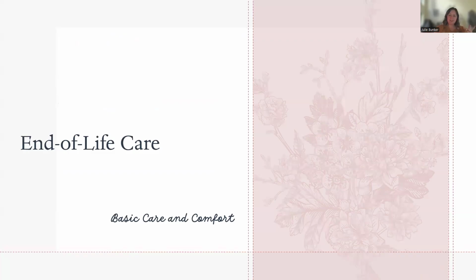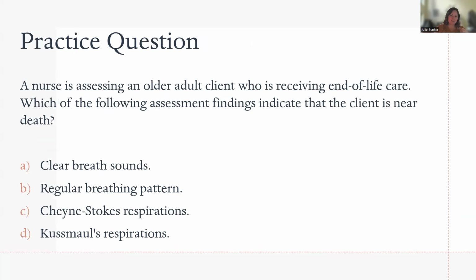All right, our last content area, thanks for bearing with me, is end of life care. Okay, practice question here. A nurse is assessing an older adult client who is receiving end of life care. Which of the following assessment findings indicate that the client is near death? A, clear breath sounds. B, regular breathing pattern. C, Cheyne-Stokes respirations. Or D, Kussmaul's respirations. 3, 2, 1. Our last question. The answer is C. Hopefully you remembered that.